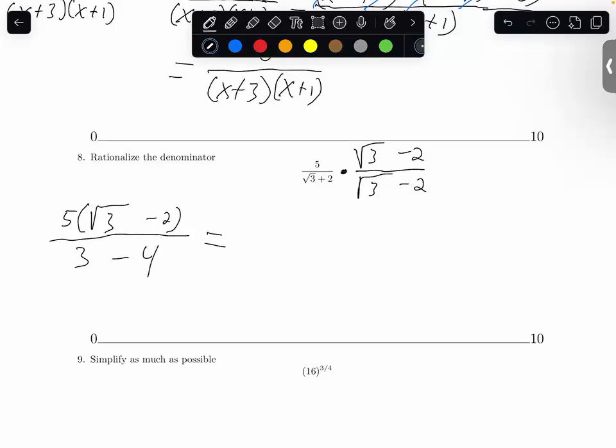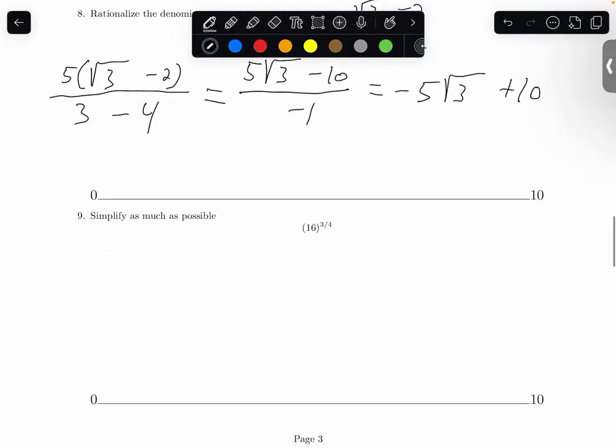So cleaning this up, this makes 5 times the square root of 3 minus 10 divided by -1. So let's simplify this further. -5 times the square root of 3 plus 10.